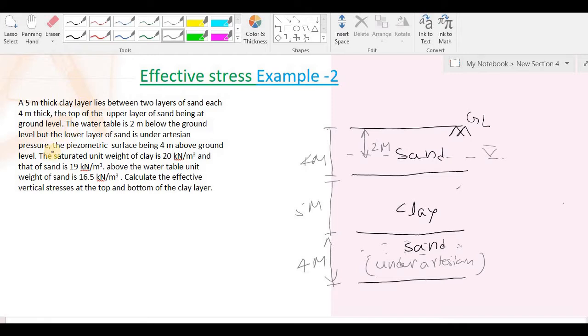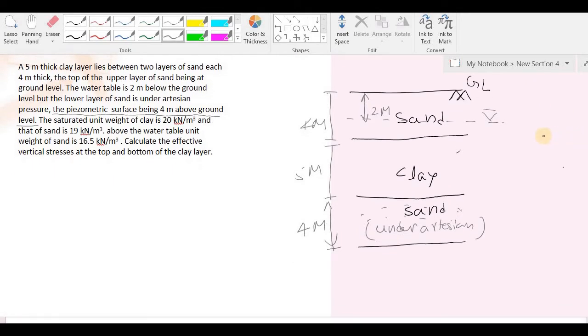Okay. The piezometric surface being 4 meters above ground level. I picked this question due to this line. Only this line. There is nothing great in this question. Only this line, which makes the question very beautiful. So as we are very dutiful, we'll solve the question.